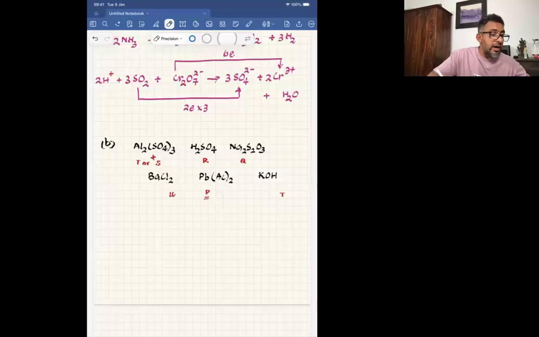P and R gives you a white precipitate. Lead sulfate is a white precipitate. And T and S gives you a gelatinous white precipitate. This is definitely, that is S. Gelatinous white precipitate. U and R gives you a white precipitate. And P and Q gives you a white precipitate that turns black on heating. P and U gives you a white precipitate that dissolves on heating. So what is the only thing that is remaining?